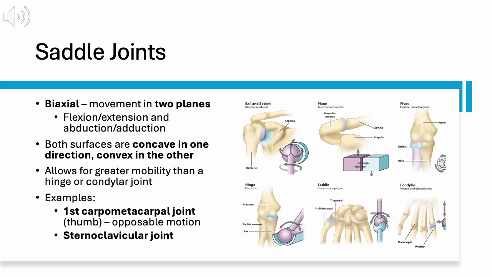Another example is the sternoclavicular joint, where the clavicle meets the manubrium of the sternum. It's classified as a saddle joint because of the way its surfaces interact, allowing movement of the clavicle in two planes, raising or lowering, and moving forward or backward. So although saddle joints are rare, they're incredibly important for functions that require fine motor control and multi-directional movement.